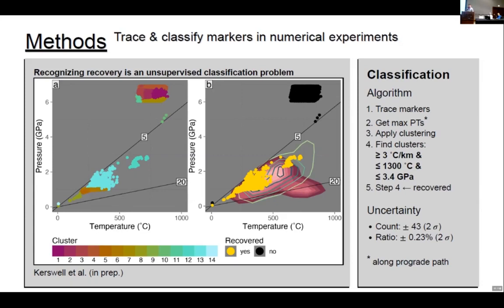Note that the red filled contours represent the Agard 2018 data set, while the green contours represent the distribution of the Penniston-Dorland et al. 2015 data set.